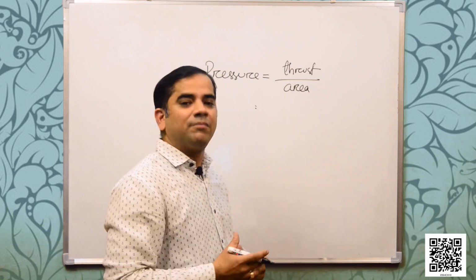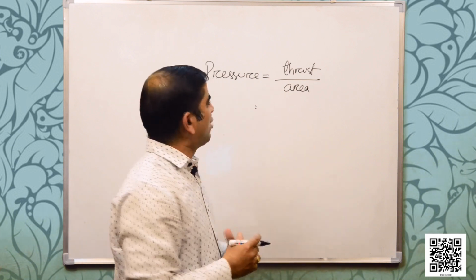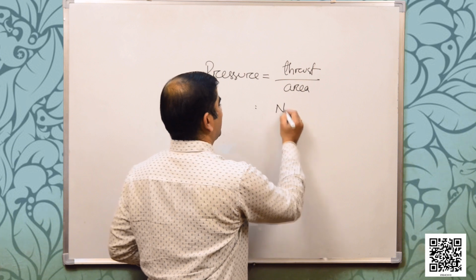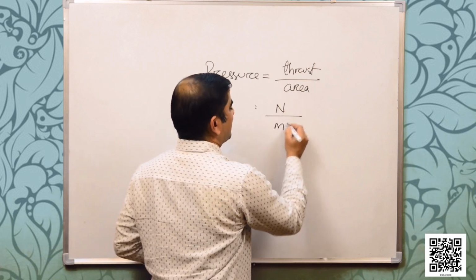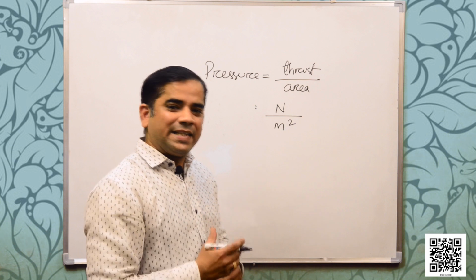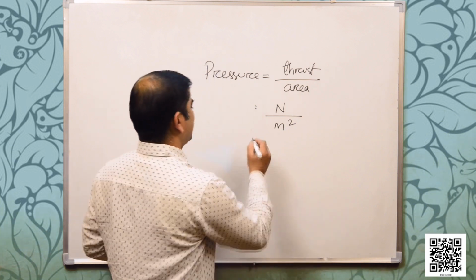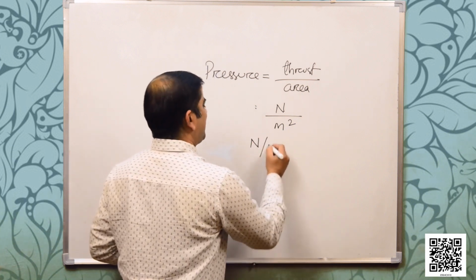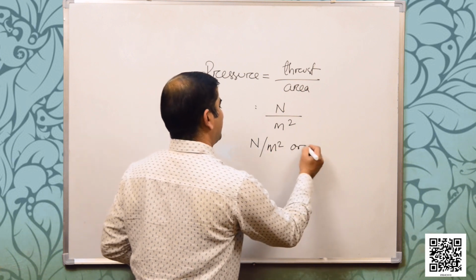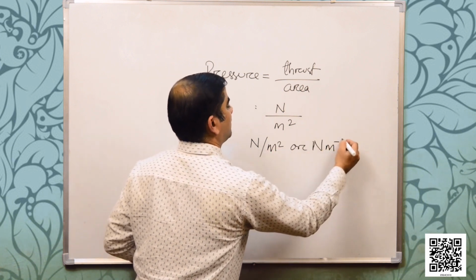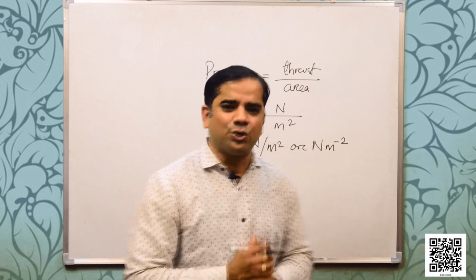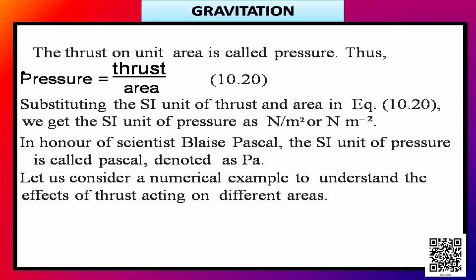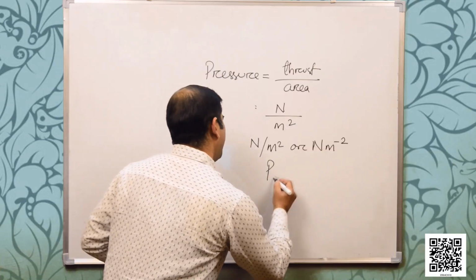So, thrust is one kind of force. So, the SI unit of force is Newton, and that of area is meter square. So, what is the SI unit of pressure? It is Newton per meter square, or you can write Newton meter to the power minus 2. In honor of scientist Blaise Pascal, the SI unit of pressure is called Pascal and denoted by Pa.